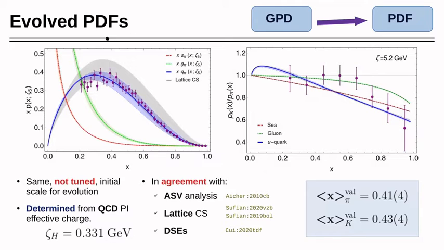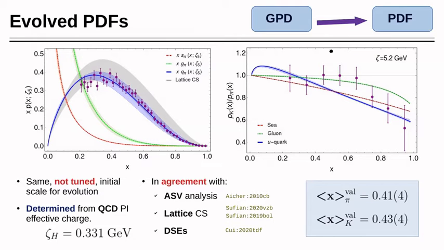Here on the left, I show results concerning the pion PDFs. In blue, we have the valence. In green, we have the gluon. And in red, we have the sea. I have to mention that in this case, the initial scale for the evolution is the so-called hadron scale. So this is not a free parameter, but a scale that is determined from some place, in this case from the QCD running coupling. And what we see is that we obtain agreement with this known analysis from ASB, with the lattice cross-section results, and by construction with the Dyson-Schwinger equation results.